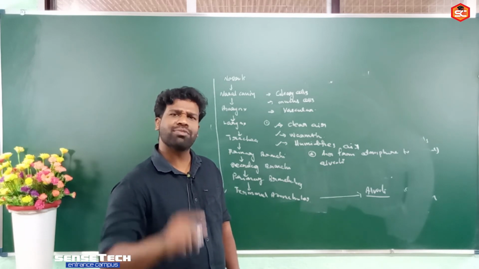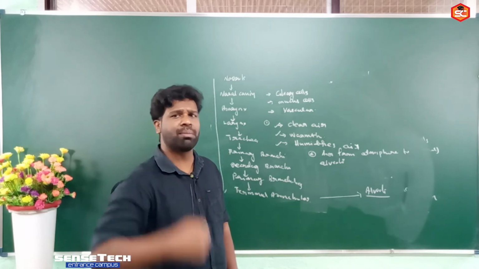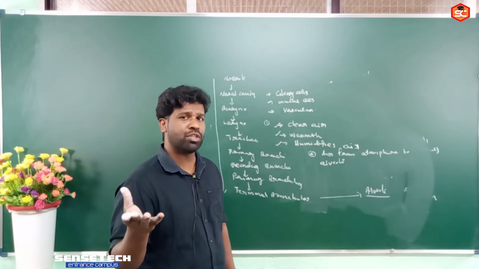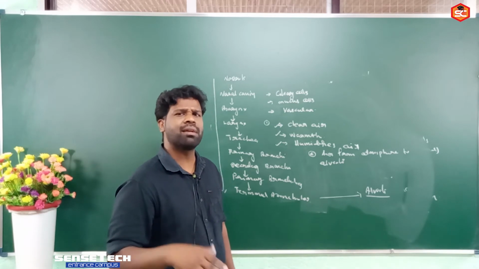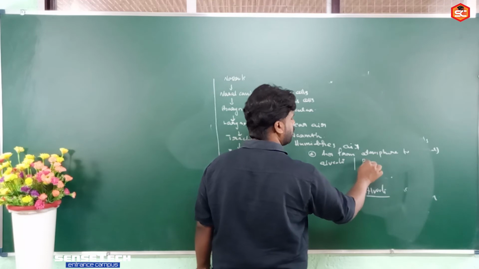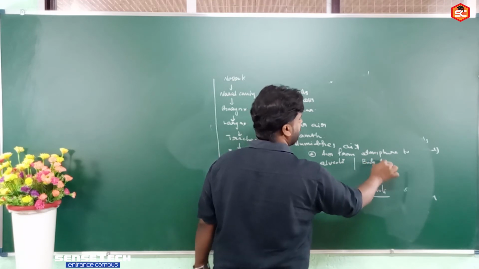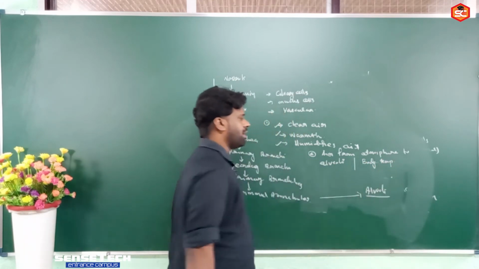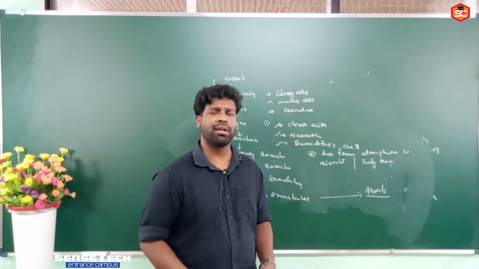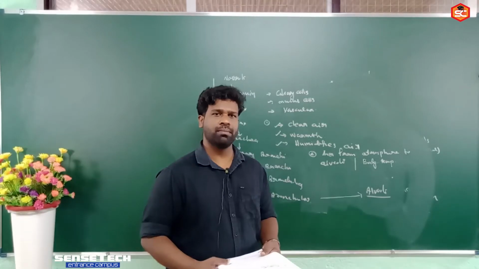Atmosphere to alveoli means from atmospheric temperature to our body temperature. Atmospheric air with atmospheric temperature is transferred to our body temperature. So it conducts the air from atmospheric temperature to the alveoli or to body temperature. These are the functions of the conducting part of our respiratory system.